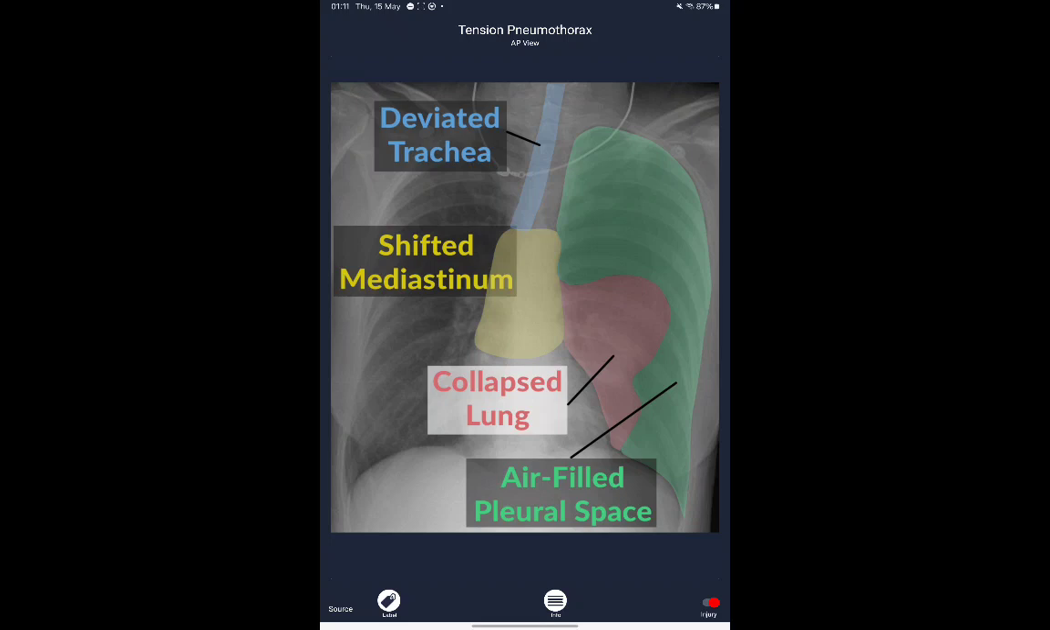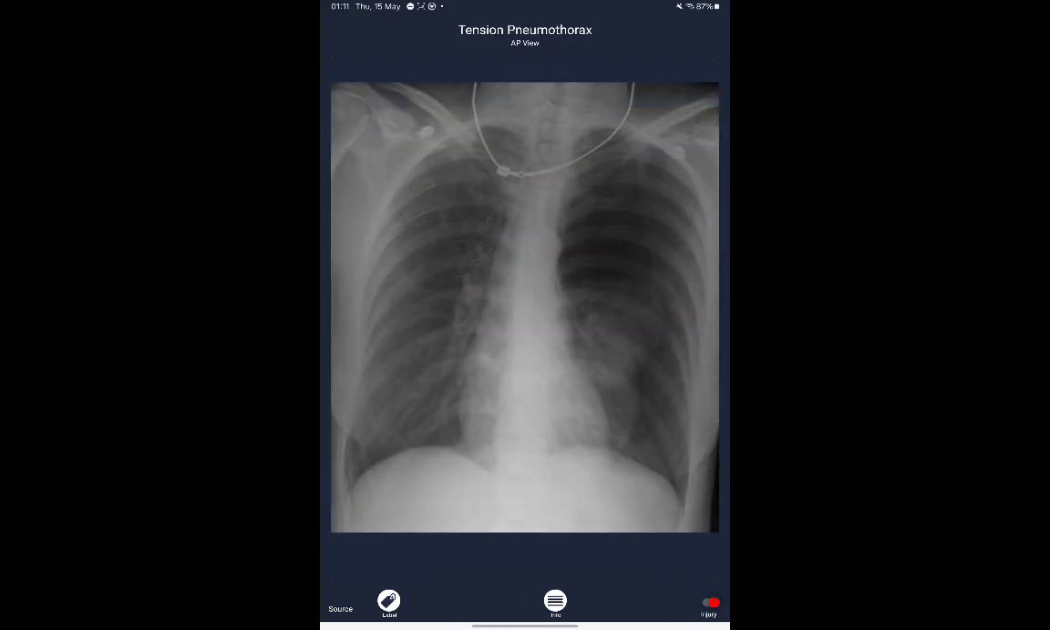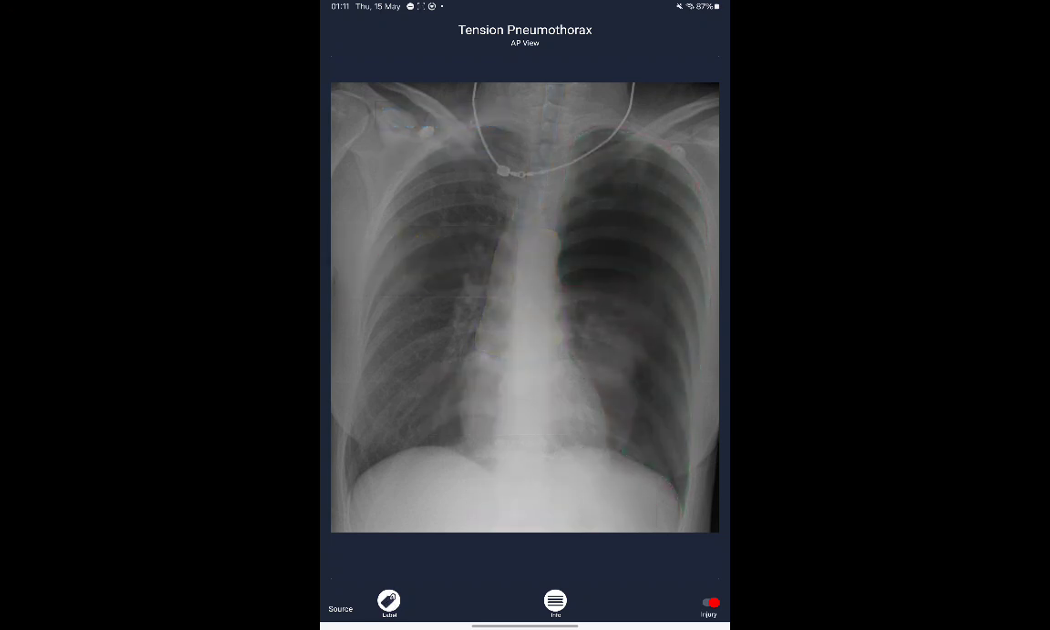Okay, here the normal, here a pneumothorax with labels. Moving to the next pathology, which is an open pneumothorax. This is tension pneumothorax, because we have no opening, just collapse with air within.